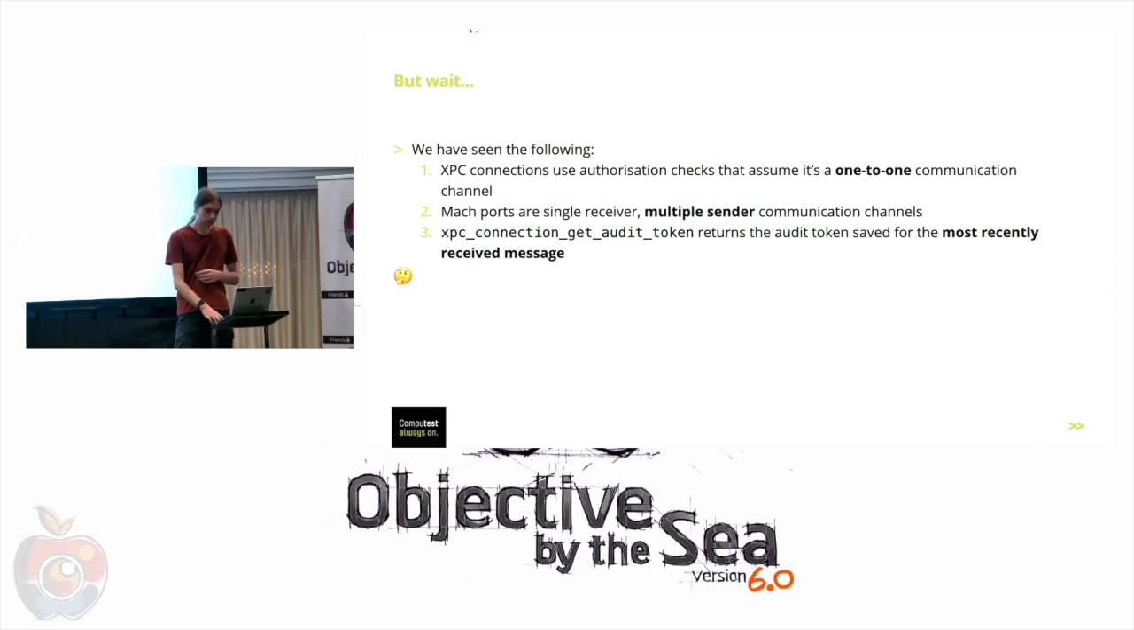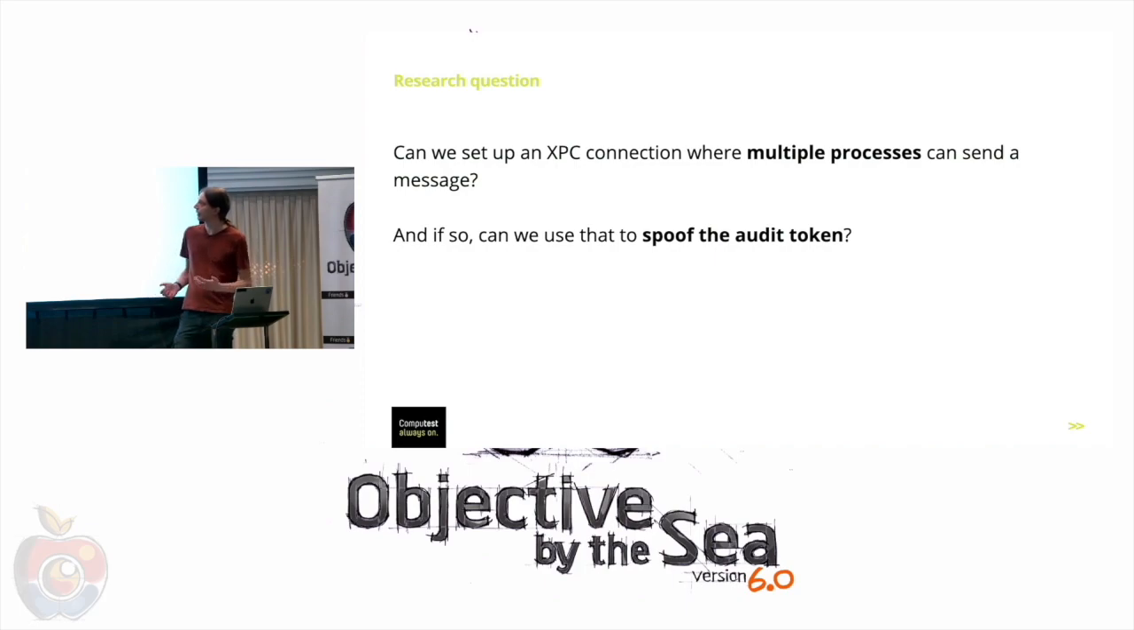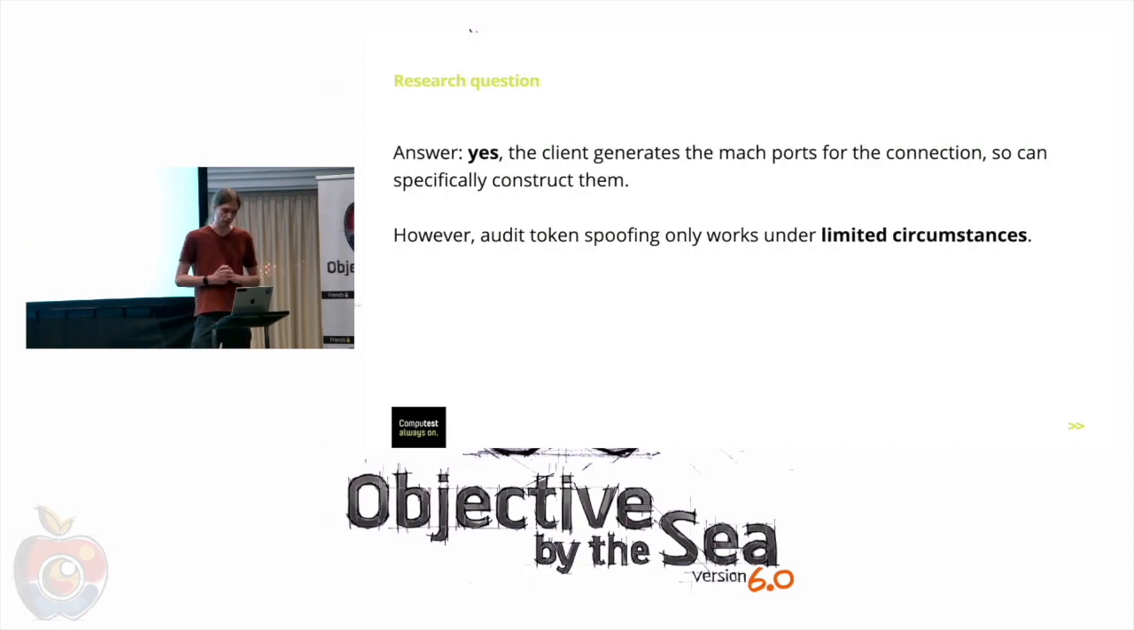So that led me to this question. Can I set up an XPC connection where there are multiple processes sending at the same time to the server? And if you somehow construct an XPC connection like that, can we fake an audit token? Can we spoof it so that the system thinks that one message was received, but the audit token that it uses is not the right process, not the process that actually sent that message? And I discovered that, yes, this is possible.